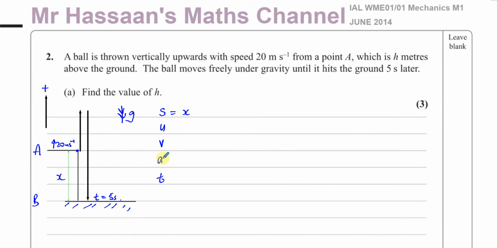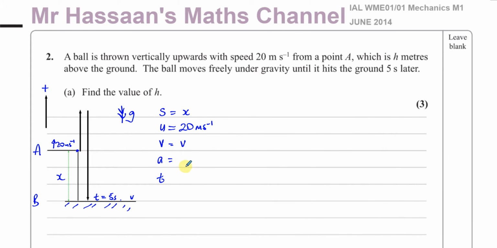If it's not, then there's something wrong in my calculation. I know that for sure. All right, now U is going to be positive 20 meters per second because we've taken up as positive. Now V, we don't know what it is. This is going to be the final velocity just at the instant before it hits the ground. Okay, we don't know what that is.